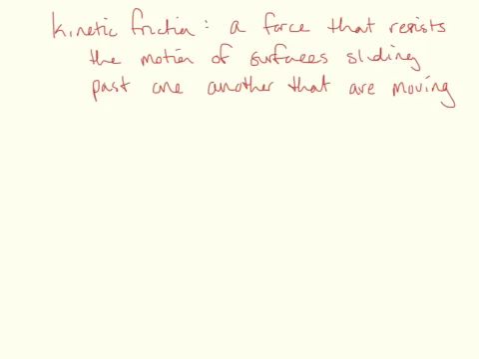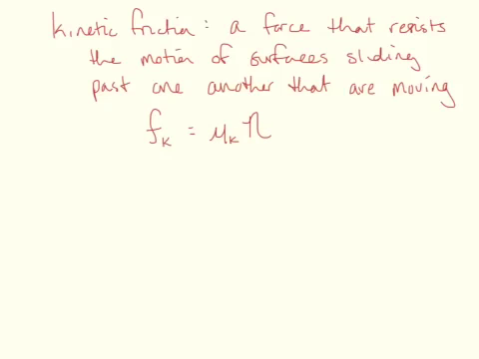So where static friction was a force that resists surfaces sliding past one another when they're not moving, someone's just trying to slide them past one another, kinetic friction is a force that resists the motion of surfaces that are sliding past one another and are actually moving in relation to each other. Okay? And the equation is very similar, except this time we don't have a max. It's just Fk equals mu k N. So Fk is equal to the coefficient of kinetic friction times the normal force again.